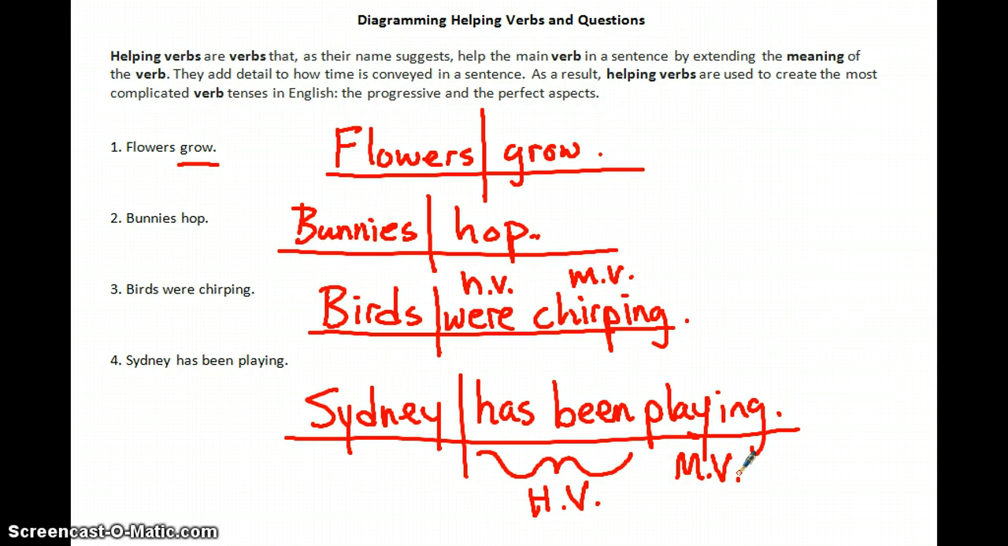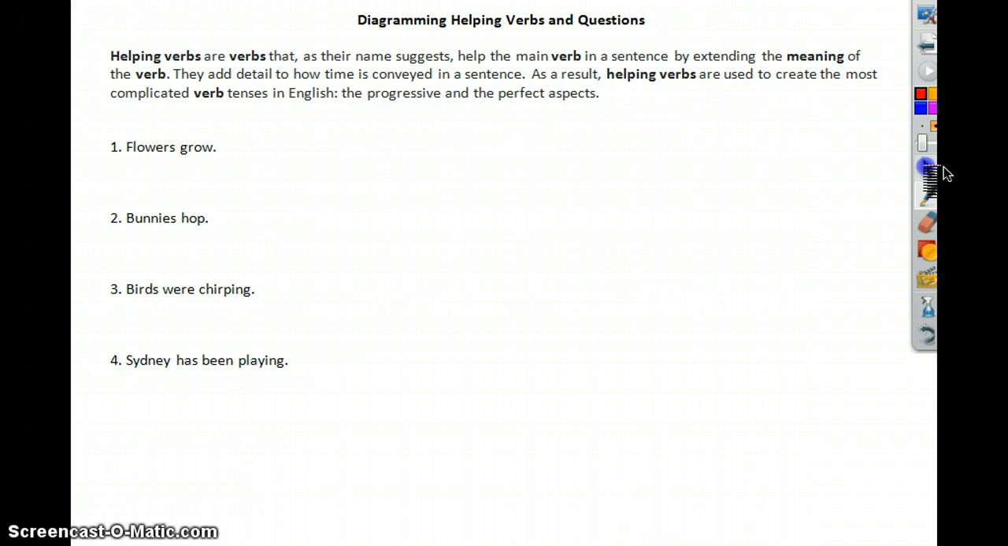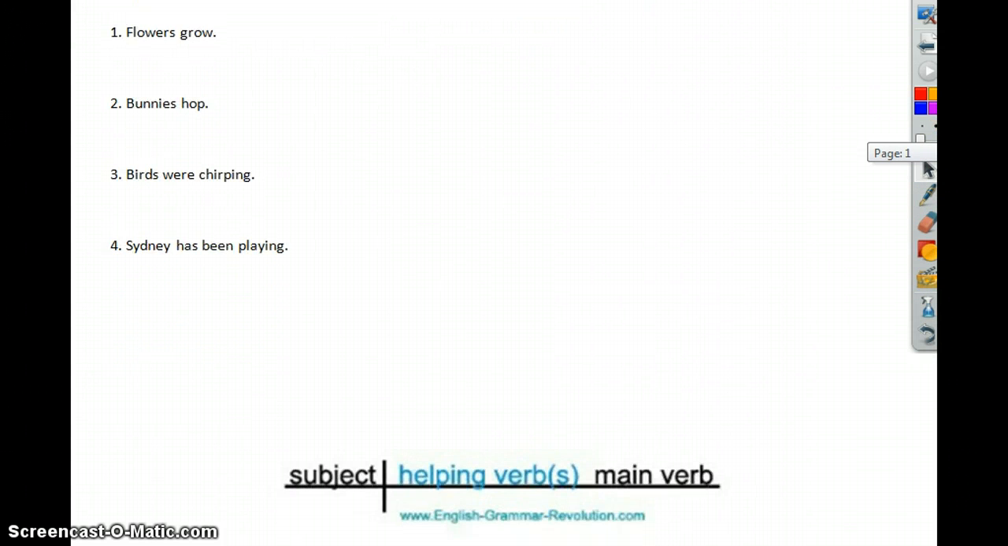Together, they create what's called a verb phrase. So has been playing would be considered the complete verb phrase. Were chirping would be the verb phrase of number 3. Diagramming helping verbs, just to review very simply, is just recognizing the helping verb and adding it right next to the main verb.